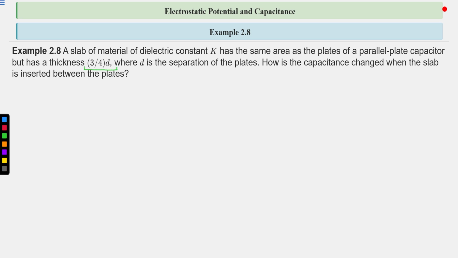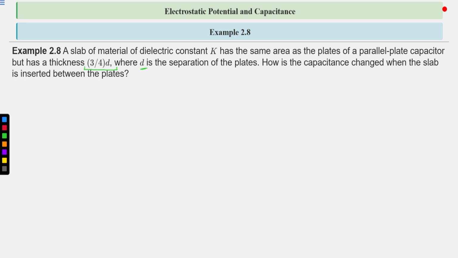Now the derivation can also be twisted this way, so you should know the concept. You can also derive for the case where the dielectric is not fully inserted, with a thickness less than the separation between the plates. So you can twist that derivation accordingly. Now I will tell you how you can twist the derivation, or how you will do the numerical if this type of problem appears, where D is the separation of the plates.